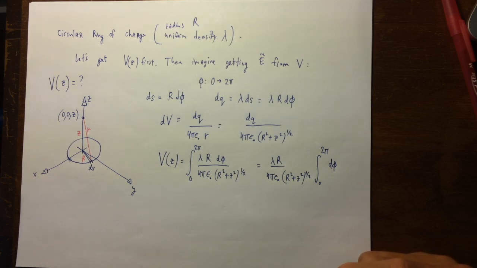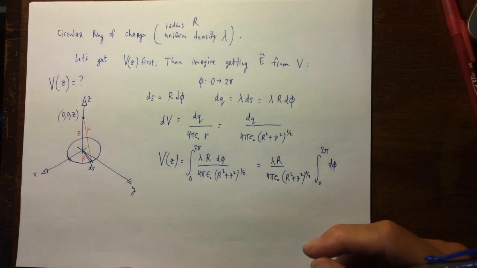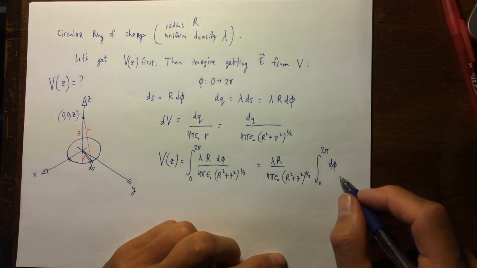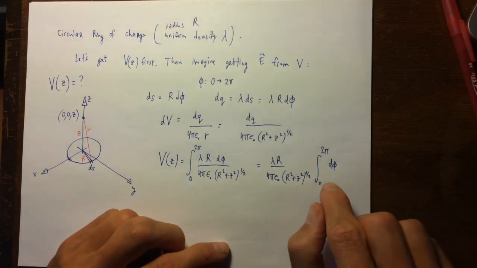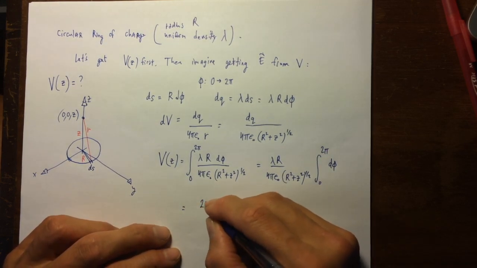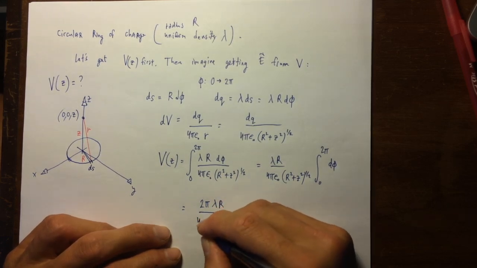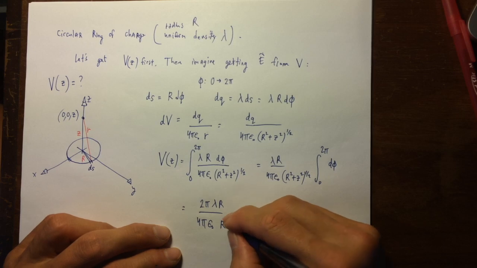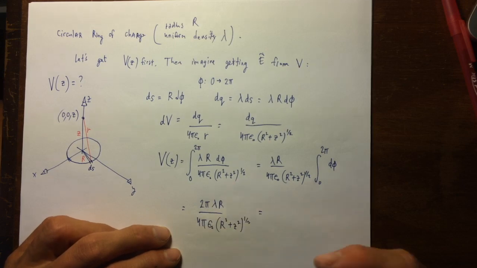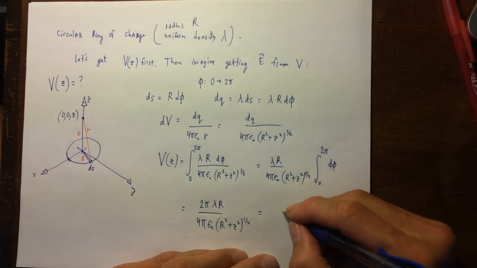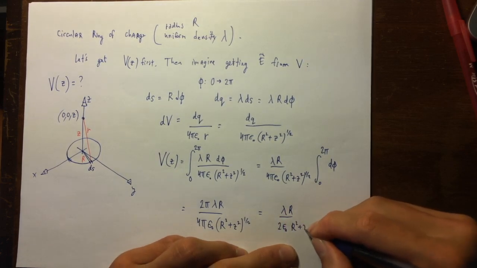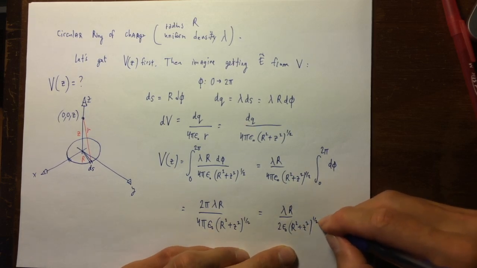Wait, am I doing everything right? I think so. So if you do the integral, this becomes 2 pi lambda r over 4 pi epsilon naught times (r squared plus z squared) to the 1/2 power. I'm going to go ahead and divide the 2 pi and the 4 pi, so there's a 2 left over, so lambda r over twice epsilon naught times (r squared plus z squared) to the 1/2 power.